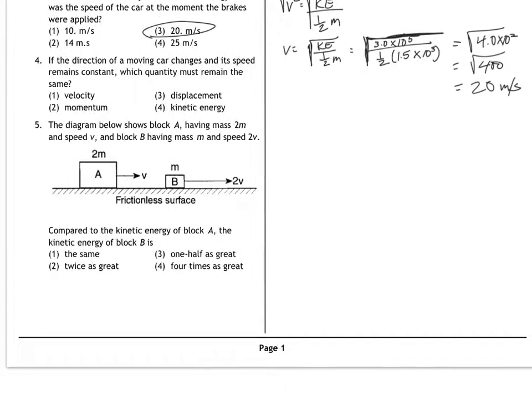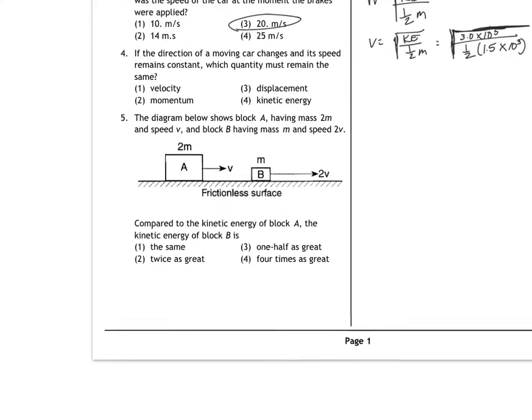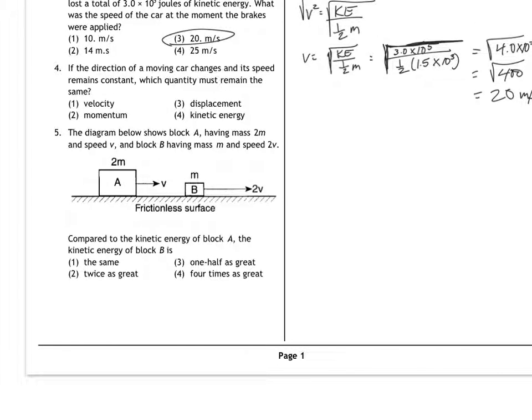Next one. If the direction of a moving car changes and its speed remains constant, which quantity must remain the same? I'm going to go with kinetic energy on this one. Because kinetic energy is energy, and energy is not a vector, so the direction doesn't really matter. But the speed does matter, so if the speed changes, it would be a different kinetic energy, and if the speed stays the same, it would be the same kinetic energy.